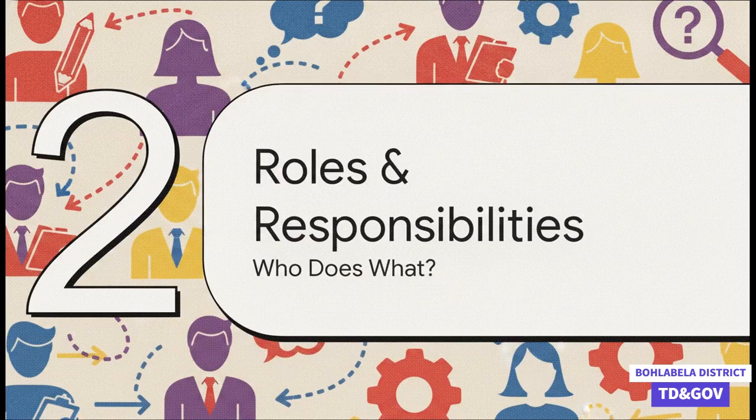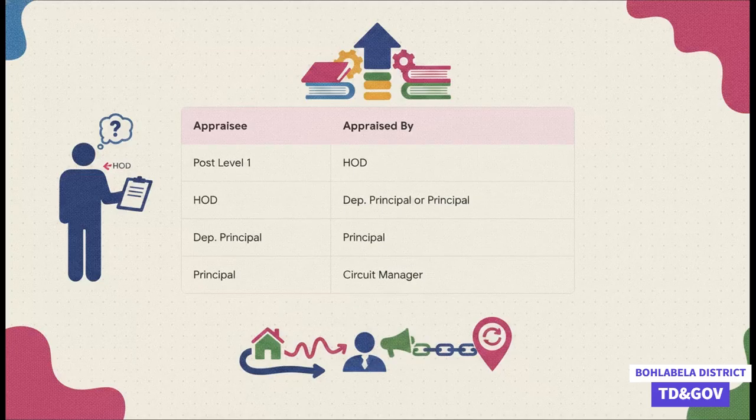Moving on to Section 2, QMS Roles and Responsibilities. Who does what? We really need to clear up any ambiguity in the chain of appraisal right now because confusion here is a major pain point. Think of this as a very clear line of support. If you're a post-level 1 educator, your head of department is evaluating you. HODs, you report up to the deputy principal or principal. Deputy principals answer directly to the principal, and the principal is appraised by the circuit manager. This structured hierarchy makes sure everyone answers to the specific person who actually oversees their daily work. It just makes the feedback so much more relevant.